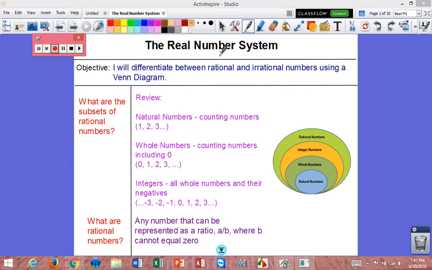Hey everyone. Alright, today's video is going to talk about the real number system. Your objective: I will differentiate between rational and irrational numbers using a Venn diagram.